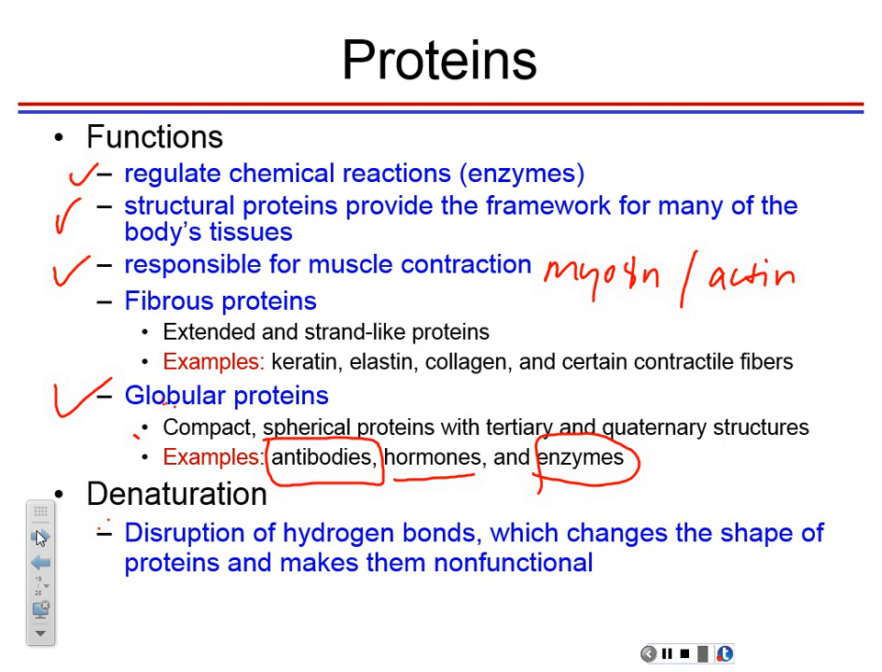That gives it shape, and it's non-reversible. It becomes non-functional after that. Once you change the structure of it, then it's not going to function the way it should. Just like when you have a mutation and you have the wrong sequence of amino acids in a protein chain, it's going to fold up differently. And when that happens, that protein is not functional. Okay, it's not going to work.